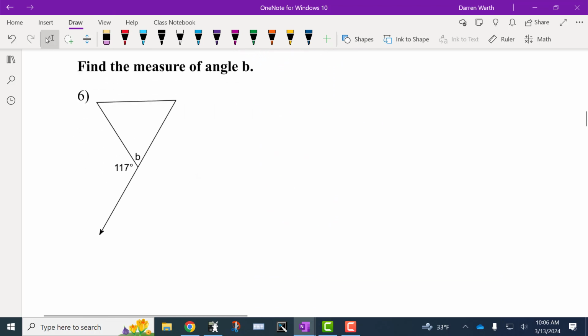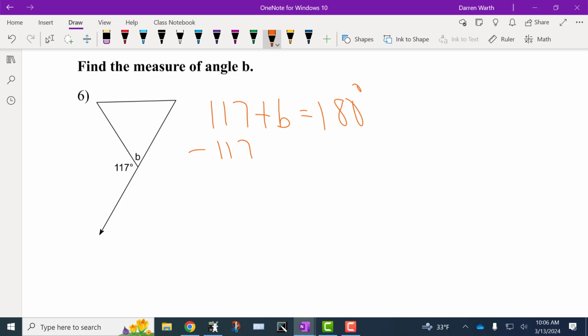Okay, now number 6 says find the measure of angle B. So here we've got our triangle. It also has a straight line coming off of it. So we've got to find that angle that's on the inside of it. So again, a straight line is 180 degrees. So we're going to take 117 plus B equal to 180. I'm going to subtract 117 from both sides to find out the measure of angle B.